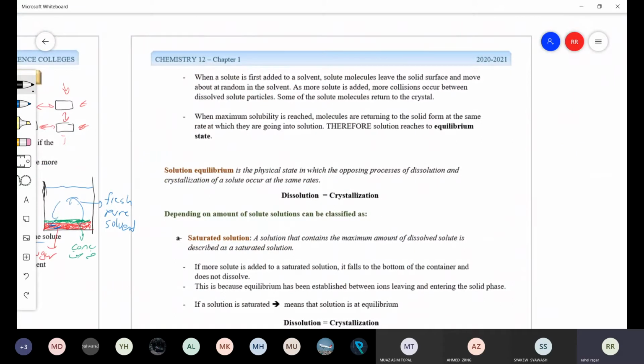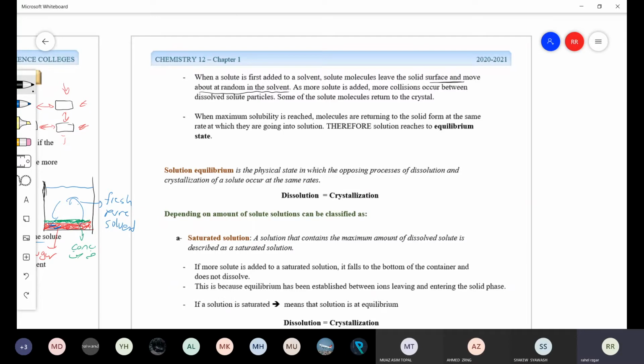When a solute is first added to a solvent, solute molecules leave the solid surface and move about at random in the solvent. So when first we put some solute into the solvent, the solute molecules will leave the solid. And why? Because it's starting to dissolve. Here it means start to dissolve.